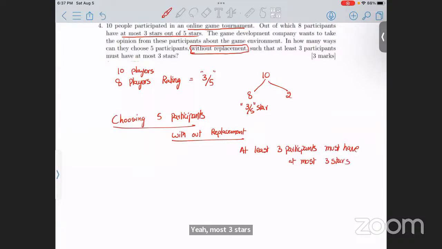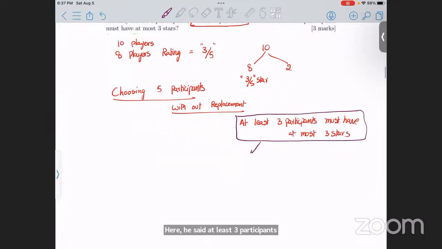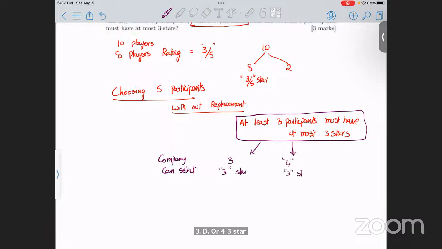Listen to this carefully. Here he said at least 3 participants should have 3 stars. That means the company can select 3 3-star players, or 4 3-star players, or all 5 3-star players. Agree? Yes, sir.